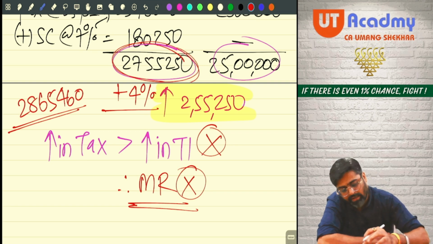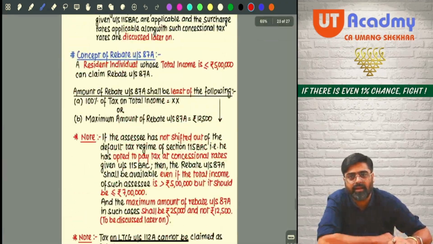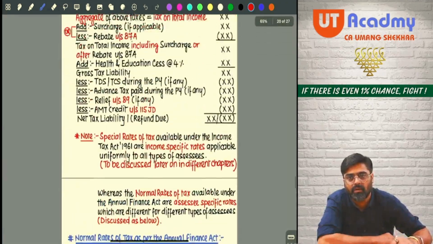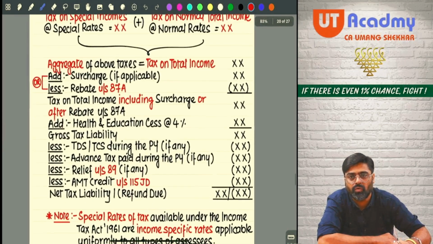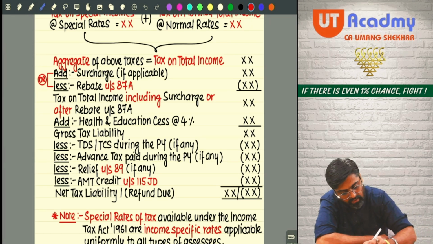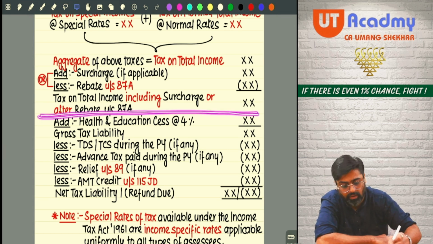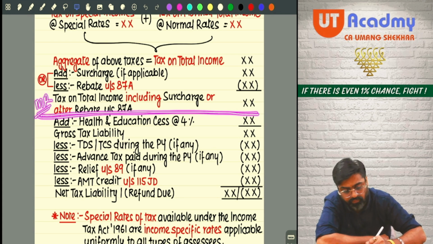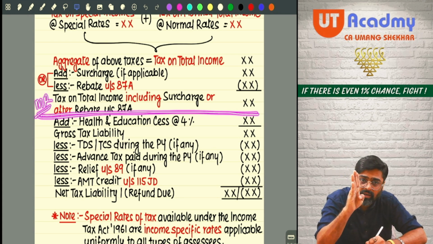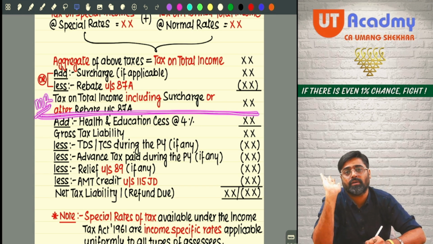Now, let me come to my tax liability calculation. Can you see the tax liability calculation? I have given you a format over here. This is the format which I showed you in the beginning of the class today. Yes or no? Before applying health and education cess, you are supposed to check for marginal relief also. And if marginal relief is there, take it. After that, whatever tax remains, on that you apply 4%.